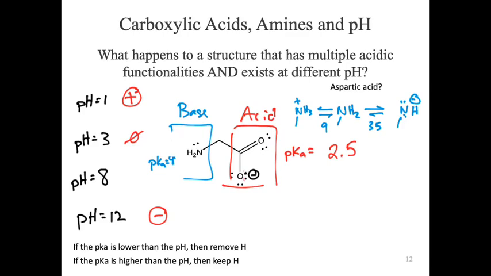It's the same as 3. If I jump to a pH of 10, it's the same as 12. Kind of make sense? So what we're looking at is how pH levels can affect our overall amino acid structure.